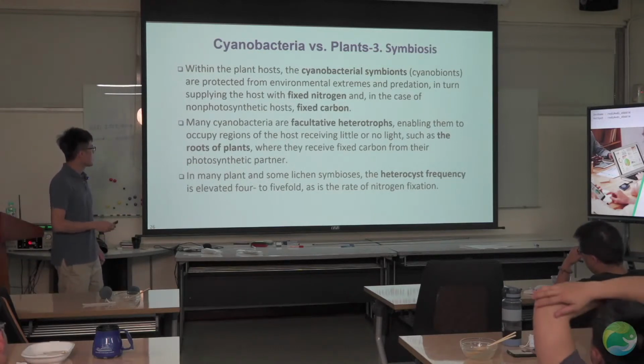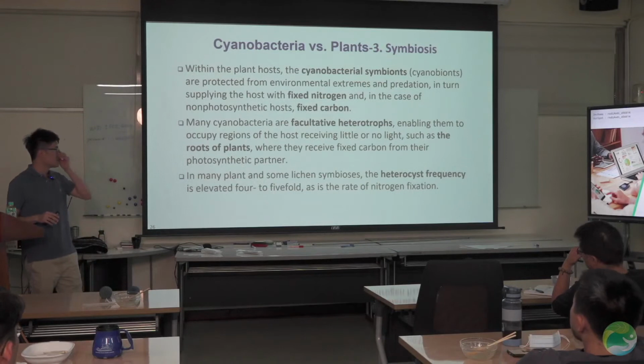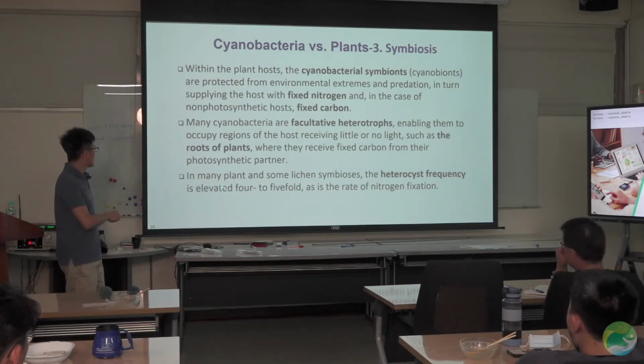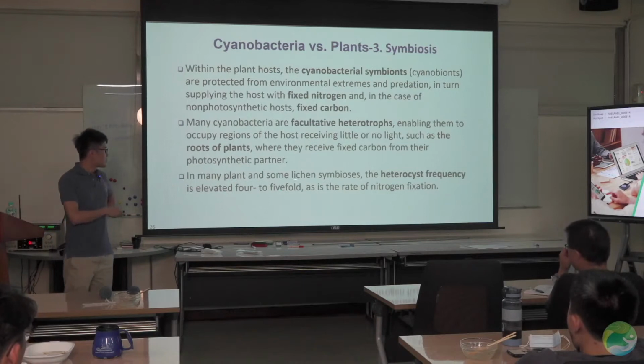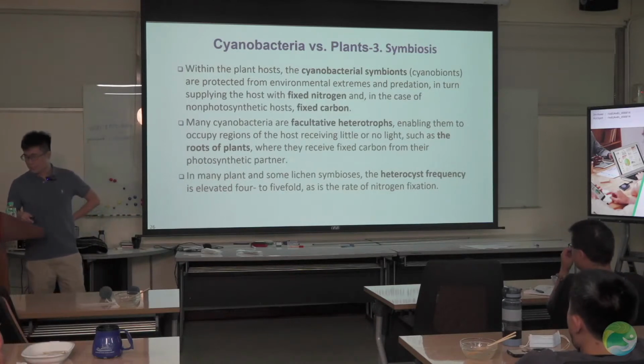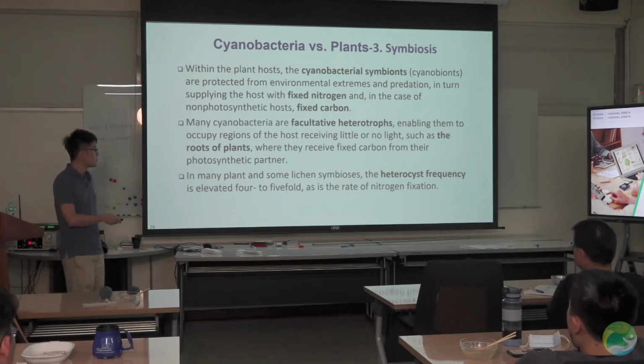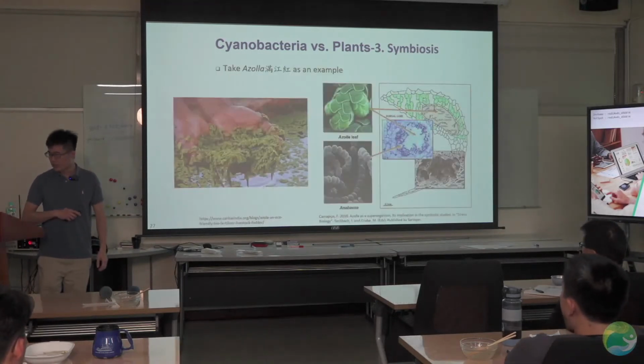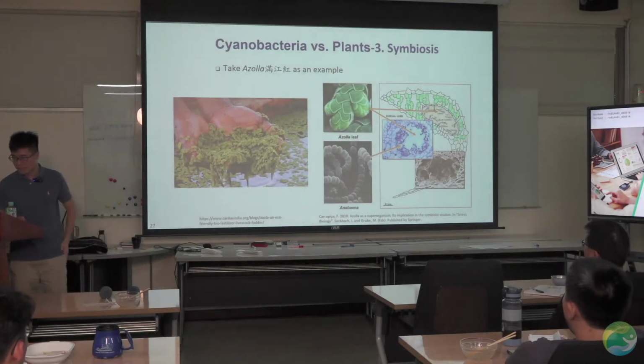So, and that also changed the physiology of cyanobacteria. When the cyanobacteria have symbiosis with plants, they produce more heterocysts. They produce more heterocysts and specialize for nitrogen fixation. A very, very classic example is Azolla.